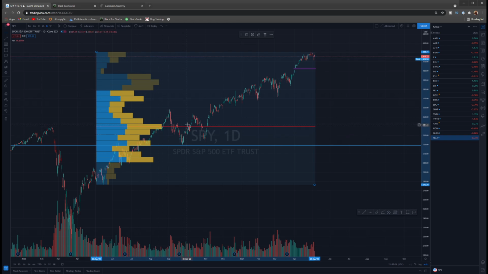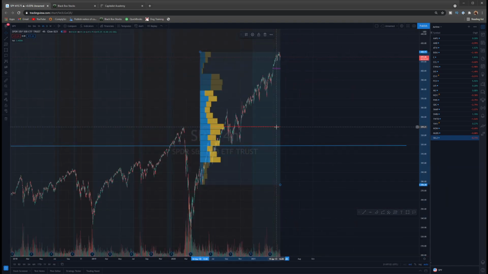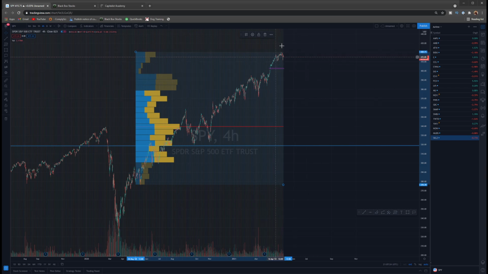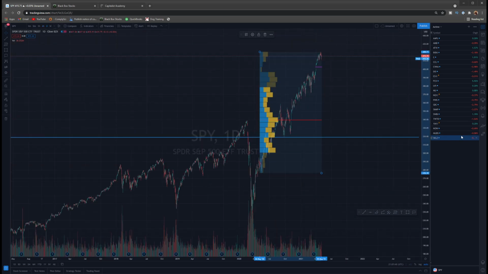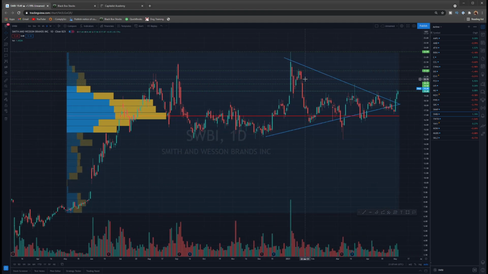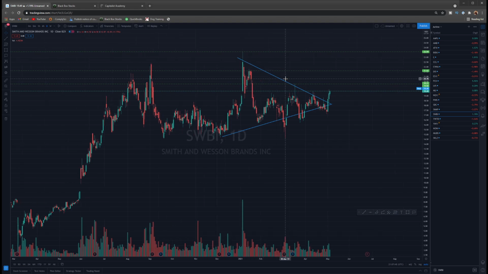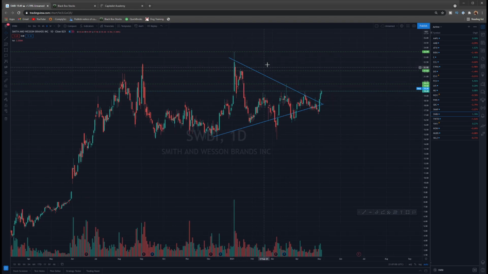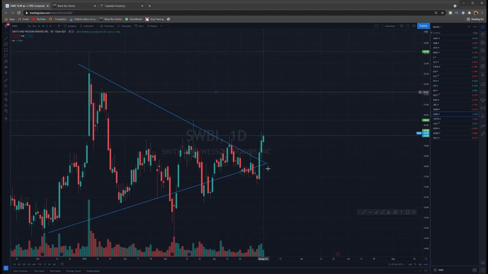Now, this volume profile tends to work as a major support and a major resistance for a stock. For instance, with this, we are so far away because the market, in my opinion, is ridiculously overpriced. But let's take a look at something like Smith & Wesson. This is something I traded not too long ago. And let's go ahead and remove this. Now, let's just say I'm looking at Smith & Wesson right here. And I want to trade, which I did trade, this breakout on this pennant.